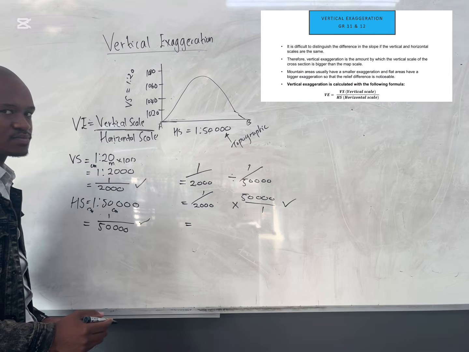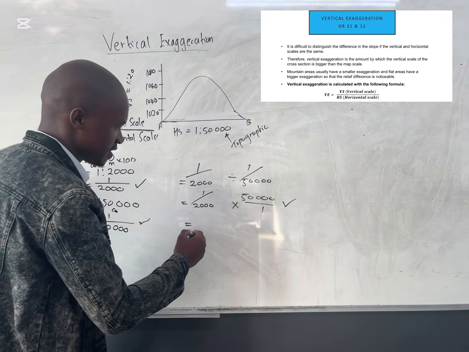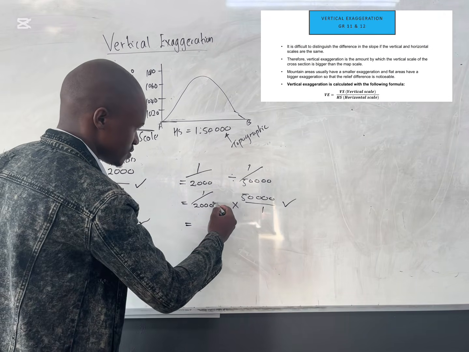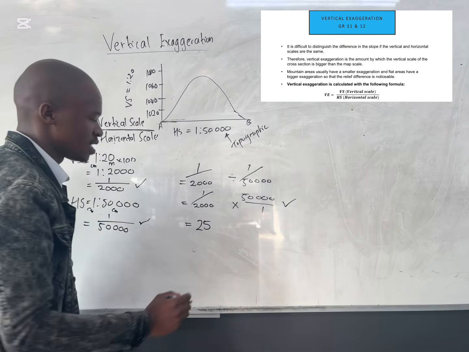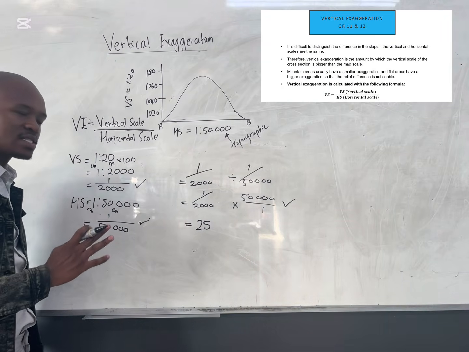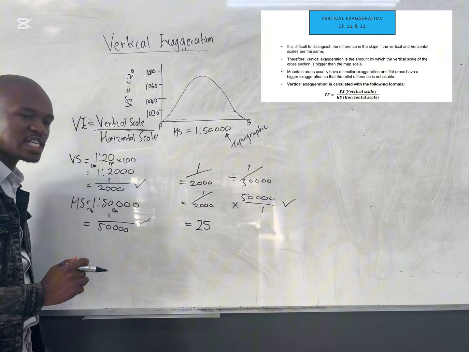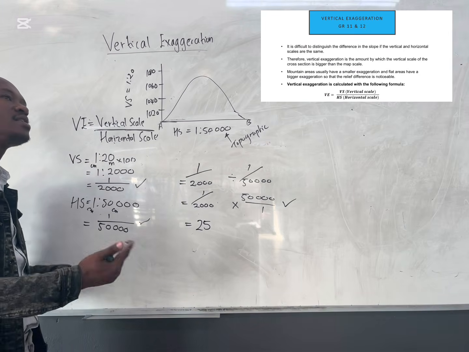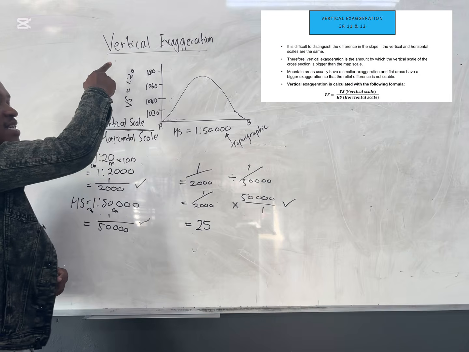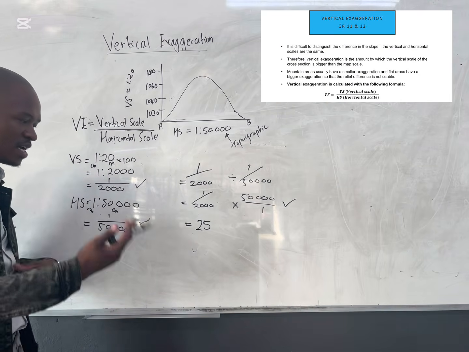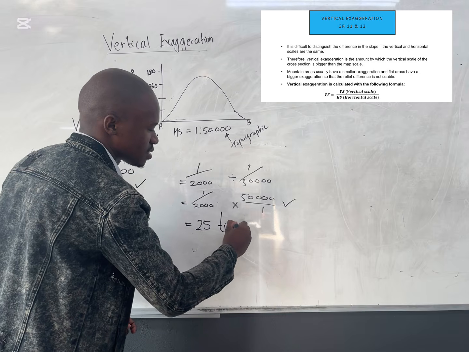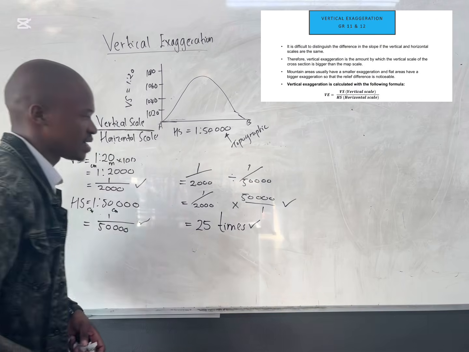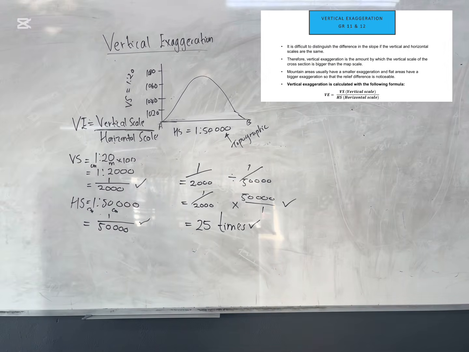Right? And I think the answer is 25. Let me see. Yeah, the answer is 25. Now, you don't leave your answer as 25. Remember, we are calculating how many times the vertical scale was exaggerated. It was exaggerated 25 times. And then you have your final mark. Vertical exaggeration.